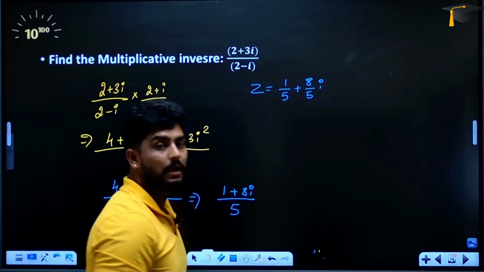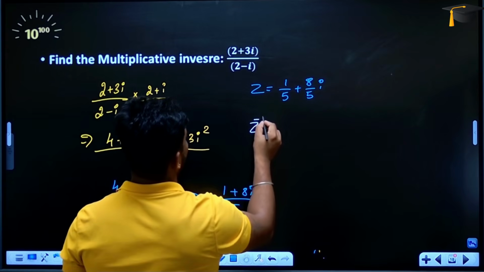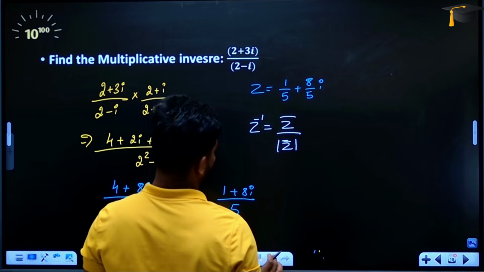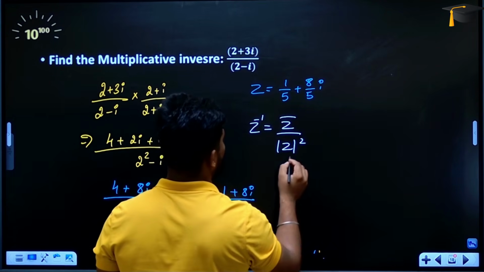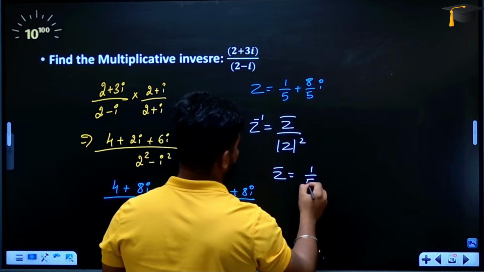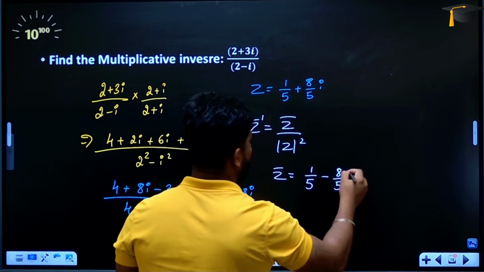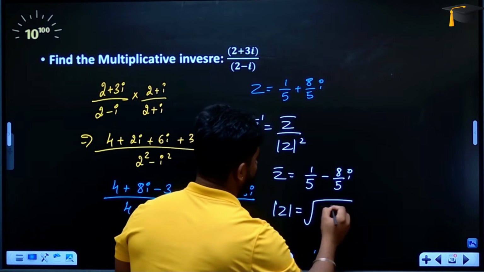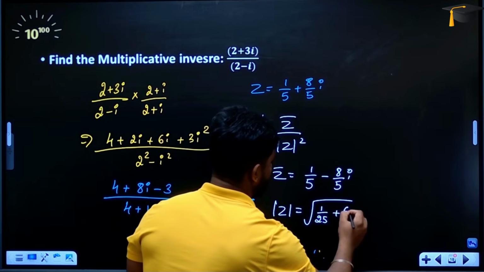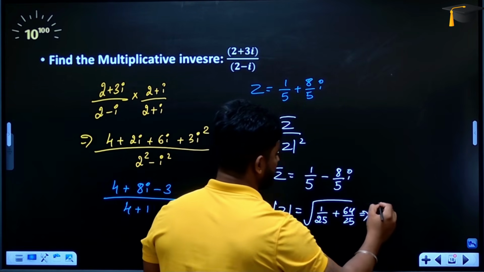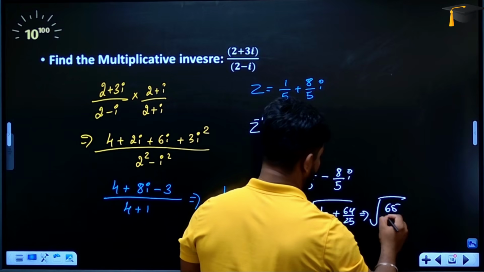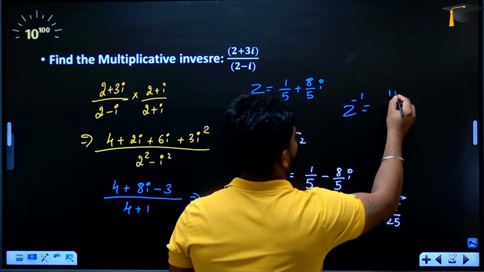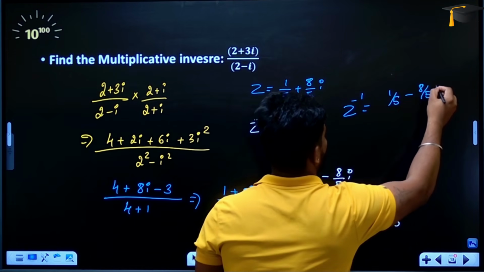Now for this we have to find the multiplicative inverse. So the multiplicative inverse, z inverse, is equal to z bar divided by mod z the whole square. z bar is very simple: 1 by 5 minus 8 by 5i. The sign of i you will change. Now let us find mod z. Mod z is the square root of 1 by 25 plus 64 by 25. Correct? Solving this, it is 65 by 25. Now z inverse is equal to z bar, that is 1 by 5 minus 8 by 5i, whole divided by mod z the whole square.